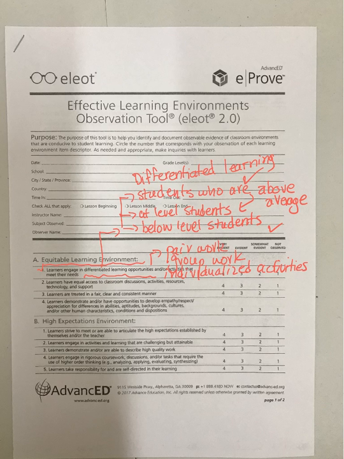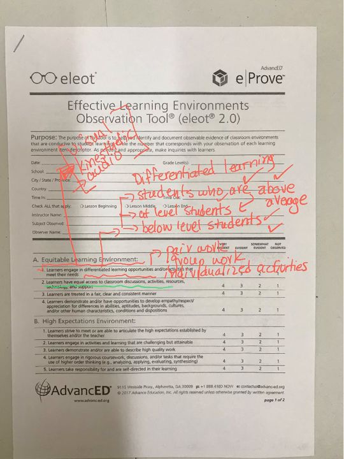Differentiated in the Eleot 2.0 also means you might want to address kinesthetic learners. Kinesthetic means via motion, via movement, audio, visual. So you can have activities that are basically, some of them may be visual, some of them may be kinesthetic, and some of them may be audio. Some of them may be pair work, group work, and others might be individualized activities. And at the same time, you can have differentiated learning activities for students who are above average, at level, and below level students. So that's basically number one.